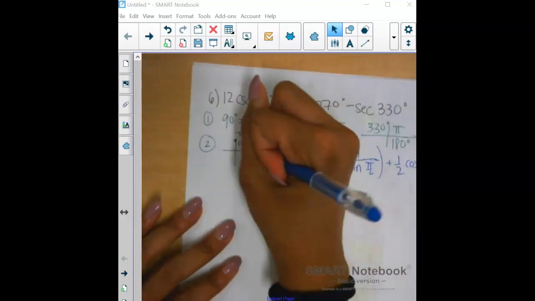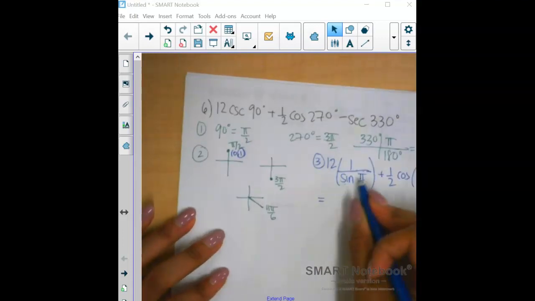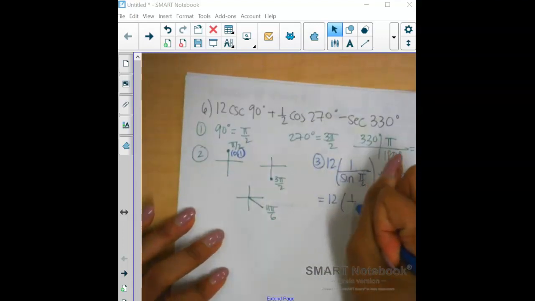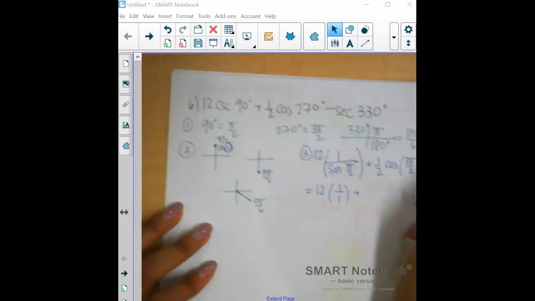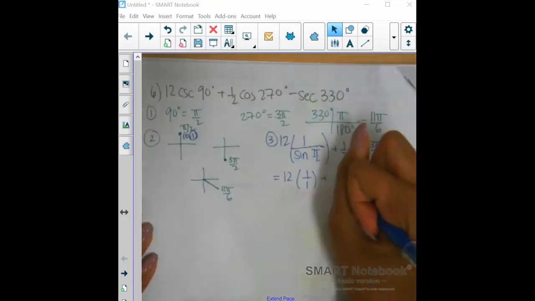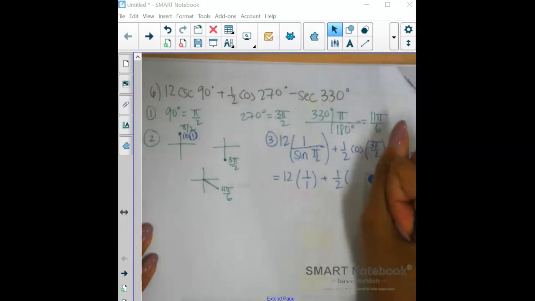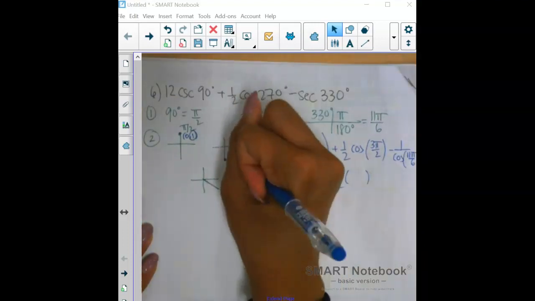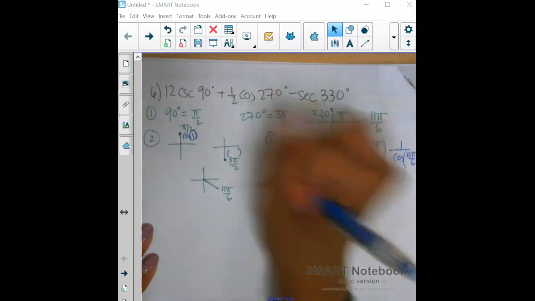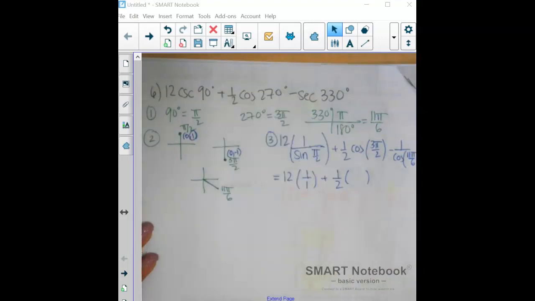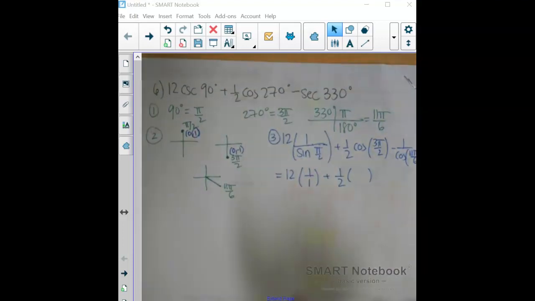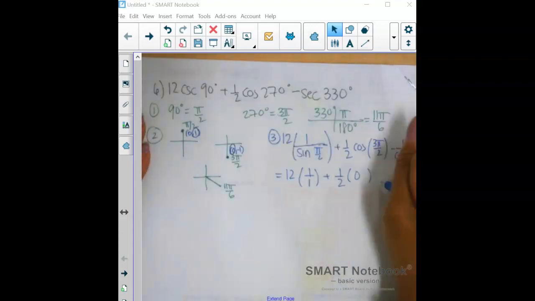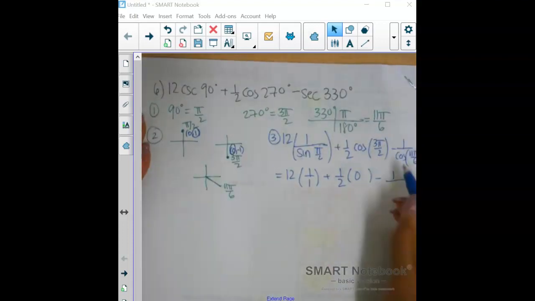So on the back side, I'm looking at my y coordinate, which in this case is 1. I'm going to plug in that 1 for the denominator. So 12 times 1 over 1, that's my first one. I move this over, plus 1/2 cosine of 3 pi over 2. What's the coordinate down here? And is cosine the x or the y? X. So I'm going to have to use a 0 this time, which is okay. Minus 1 over cosine of 11 pi over 6.